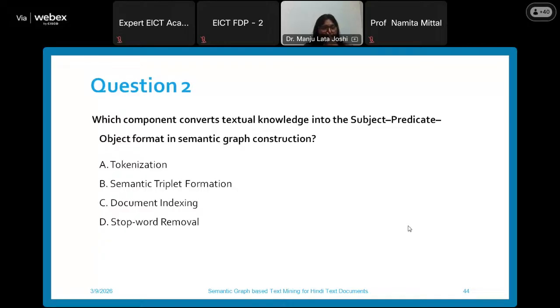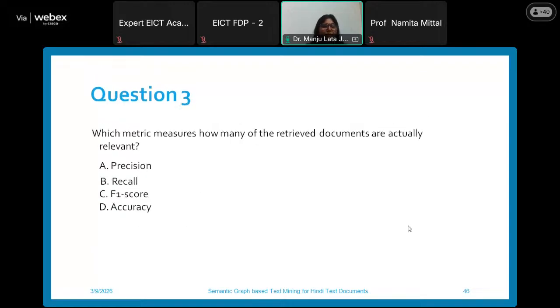All right, so the correct answer for this is semantic triplet formation, because combining subject, predicate, and object was part of what we have already discussed in the semantic based IR architecture, the graph based IR. So it was related to the semantic triplet. This particular formation is known as semantic triplet formation.